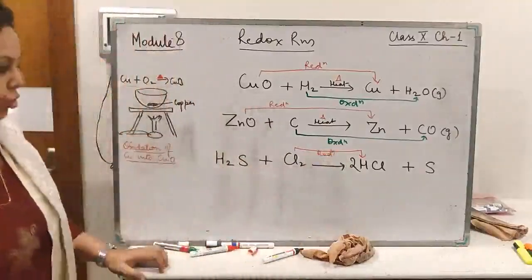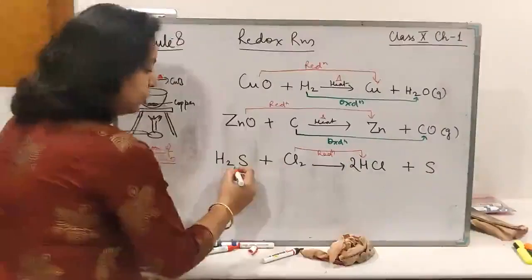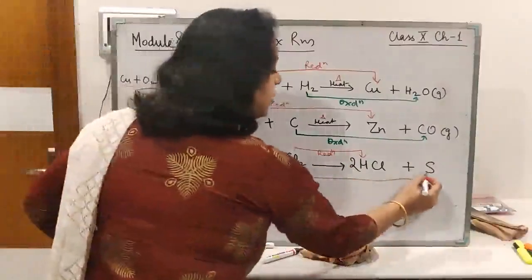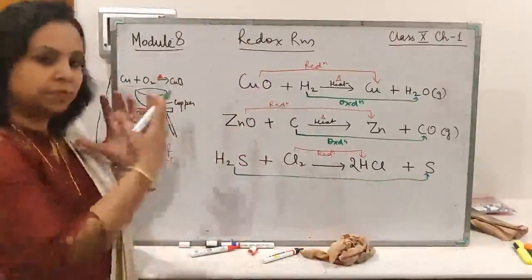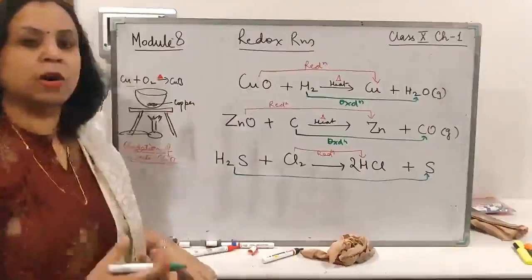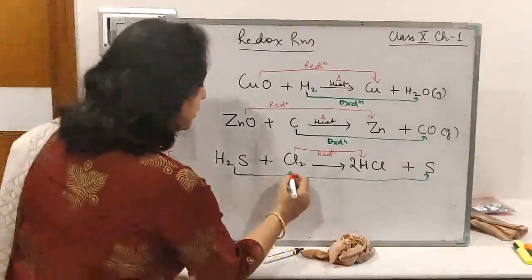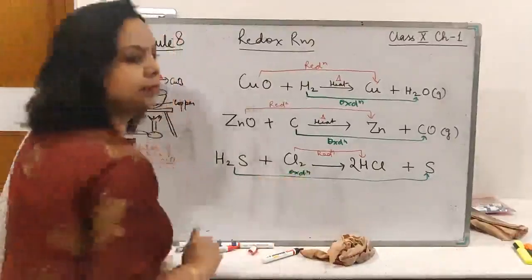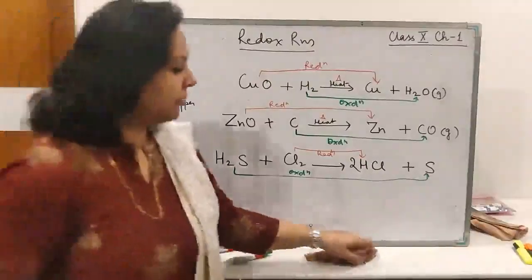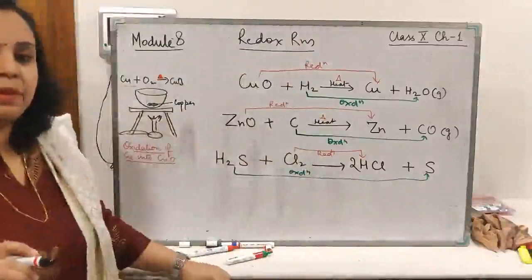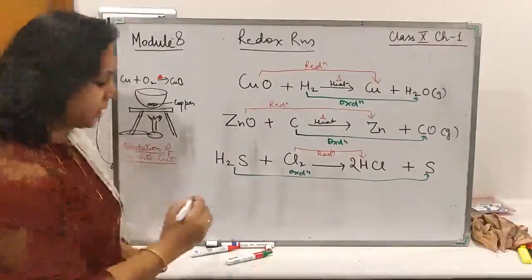And H2S is removal of hydrogen. So, this reaction, which is otherwise a simple displacement reaction, can be looked upon as an oxidation reduction reaction in this manner. One more last example I will take. This is a classic example and it has been asked in CBSE board exam several times.